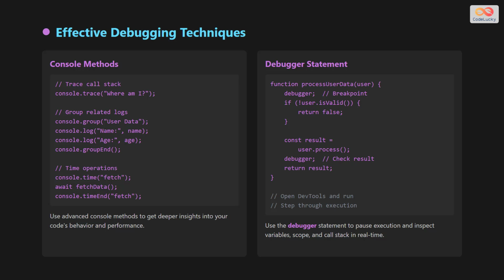Let's explore some effective debugging techniques. One such technique is using advanced console methods. For example, you can use console.trace to trace the call stack and see where your code is being executed. You can also group related logs with console.group and console.groupEnd. You can also time various operations using console.time and console.timeEnd. Another useful technique is the debugger statement. You can put this statement inside your code to create a breakpoint so that you can pause the execution at any time. This will allow you to inspect variables' scope and call stack in real time and understand what is going on with your code.